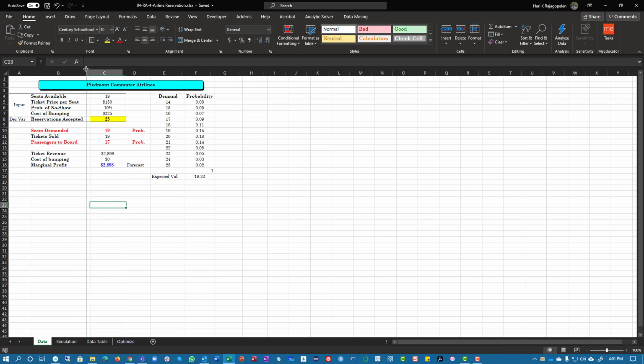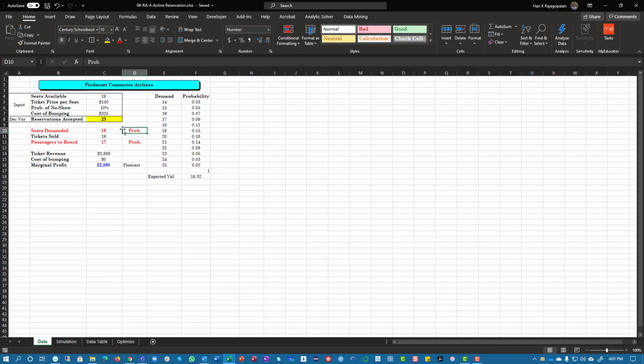So now we are coming to the probabilistic part. These two are probabilistic and this is a calculated value, right? So what is the probabilistic value? How many seats are demanded? And this is a discrete distribution. You can see here the total probability is 1.